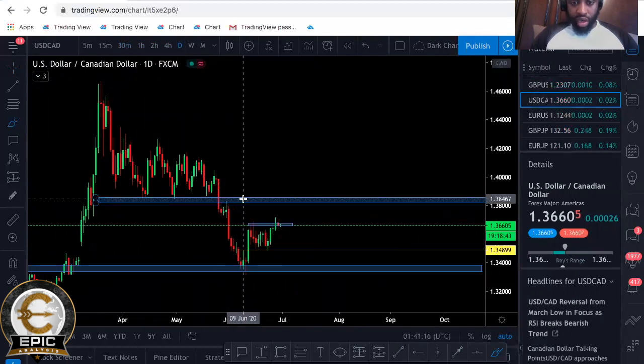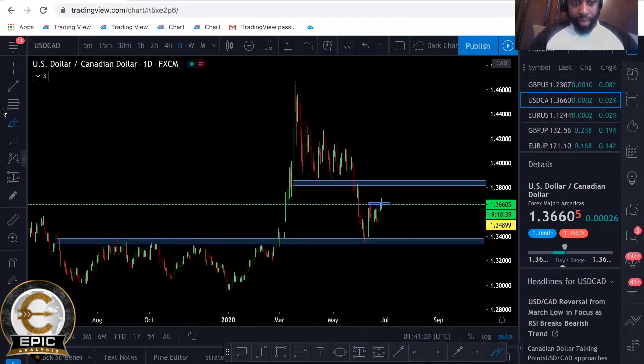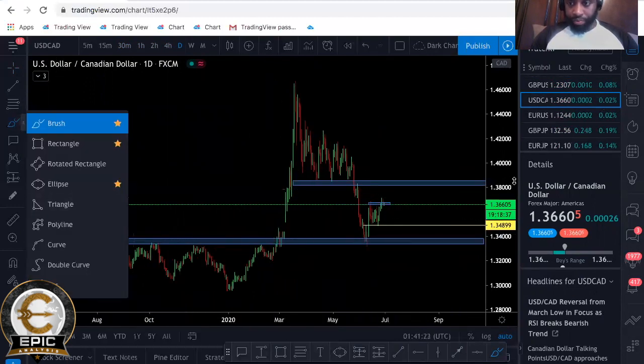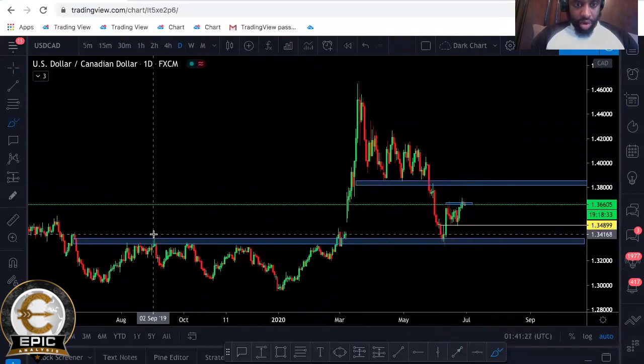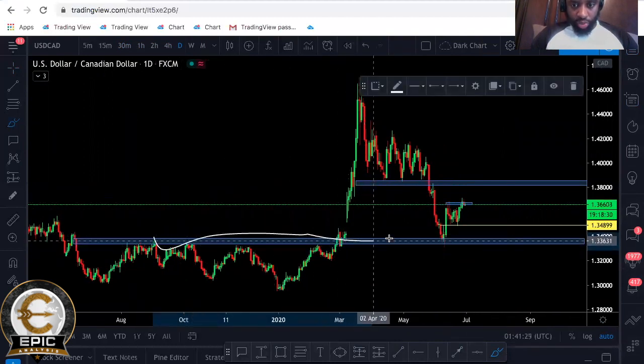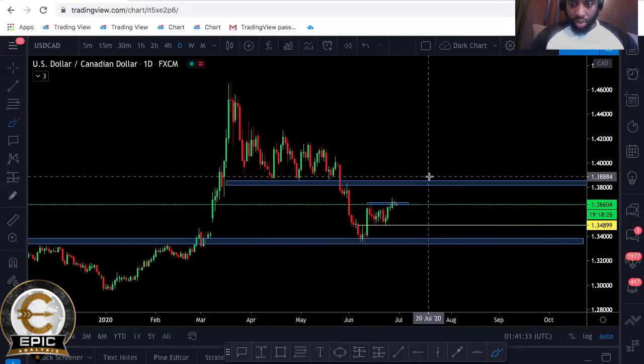So UCAD overall, we see UCAD has bounced from this strong level. Price came down here, found support on this previous resistance level, and gave us a pump. Strong bullish engulfing right there.